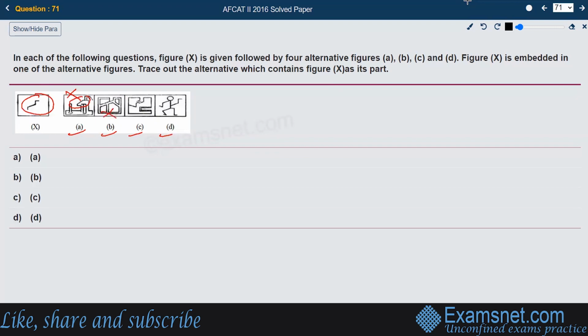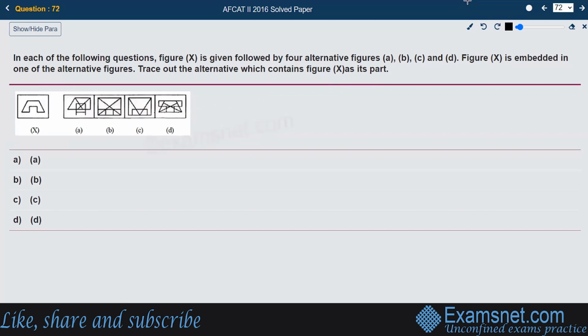If in C you see there is a small part of it available, but it is broken from here, so it cannot be in C. If you see D and start watching from here, see this is the part. This is the part that has been contained properly. So this is the right answer. Option number D is containing that figure available in the X.